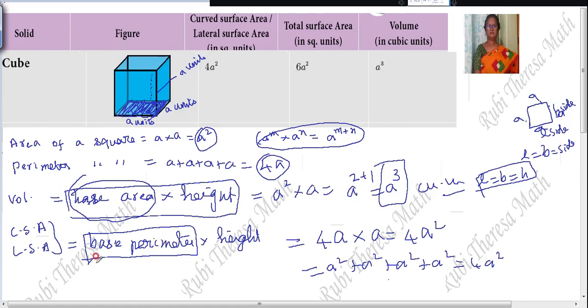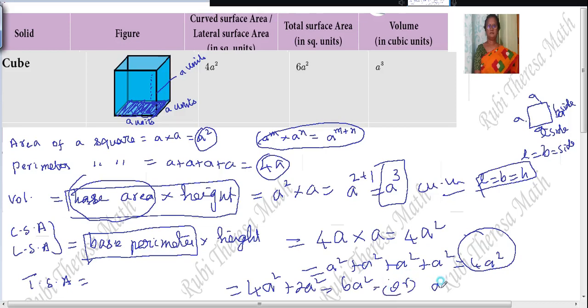Is it okay? Then what is the total surface area? Total surface area is nothing but the whole figure. That means already you know this 4A square, then plus top and bottom, 4A square plus 2A square, that is 6A square. Otherwise, you can say A square plus A square, and so on, how many times? 6 times. 6A square square units.